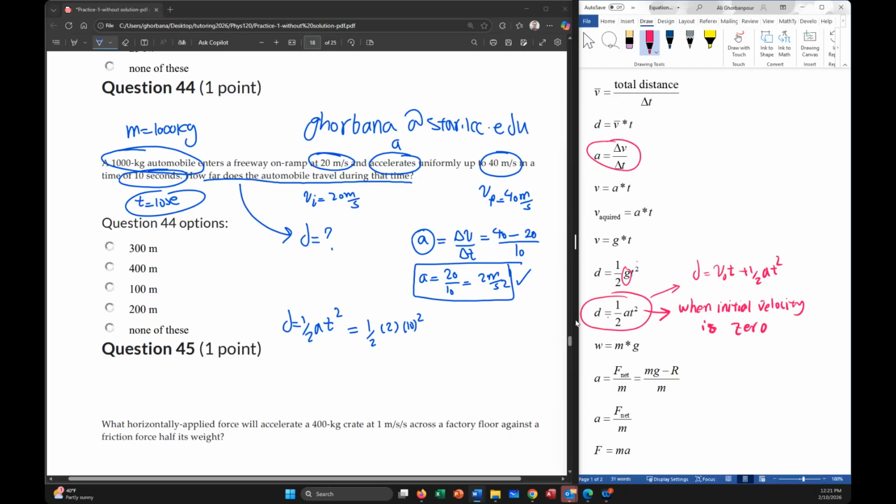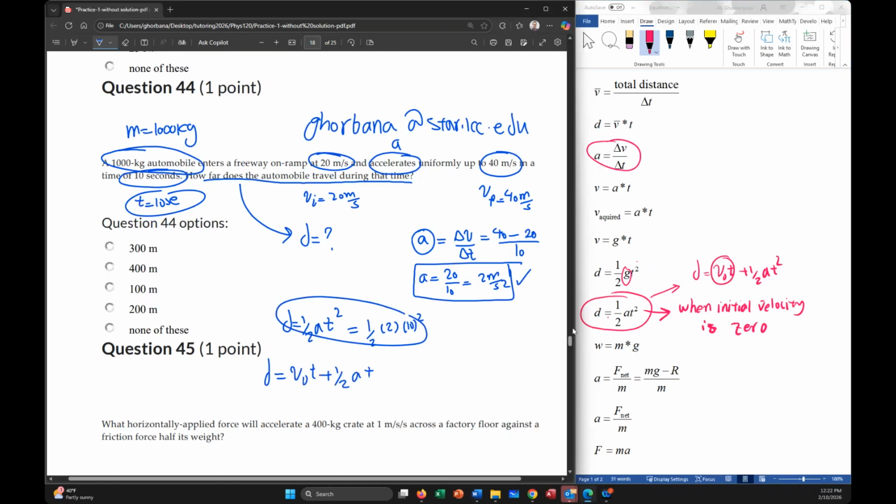Yes. So this part was okay, but I need to add this part as well. It would be better to write it in the formula sheet. We haven't written that, but you should know that. So D is going to be initial velocity times t plus 1 over 2 acceleration t squared.